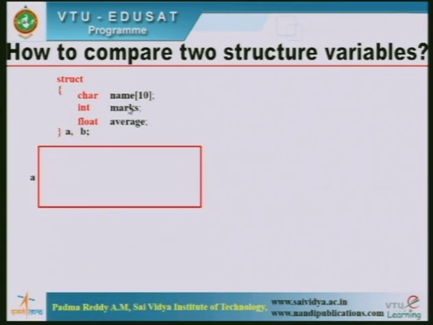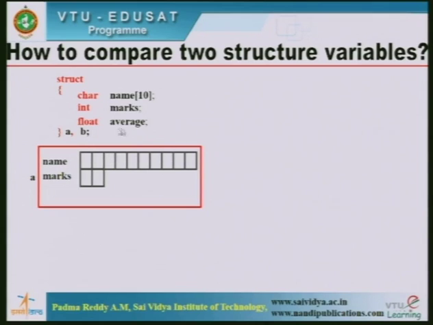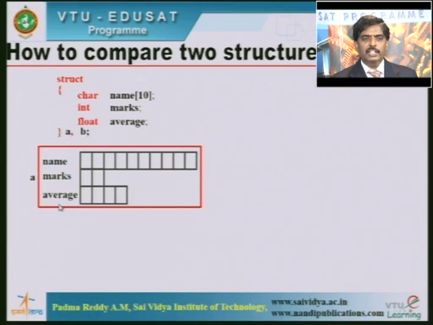And what is the first field you have? Name. Name takes how many bytes? 10 bytes. So, 10 bytes of memory will be allocated for the variable name. And then marks is of type integer. So, 2 bytes for marks, and average is of type what? Float. So, what is the size of a float? Size of a float is 4 bytes. So, 4 bytes of memory will be allocated, and the name given to these 4 memory locations is nothing but average. So, here I write average. Now, memory is allocated for the structure variable A.